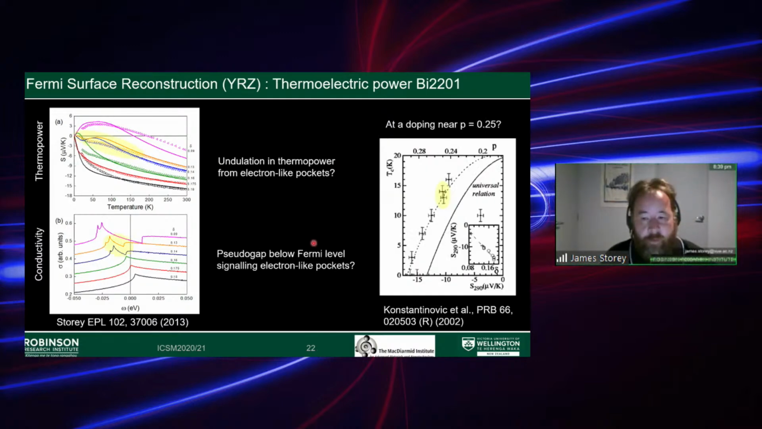So if we calculate the thermopower from the YRZ model, remembering that at the onset of the pseudogap it appears below the Fermi level, this leads to an undulation, or a down, up, down temperature dependence in the thermopower. There's a very subtle hint of it in the data points, and note that this corresponds to a very high doping near 0.25, and I'll come back to this point shortly.